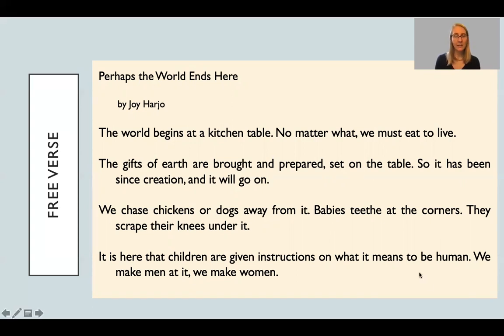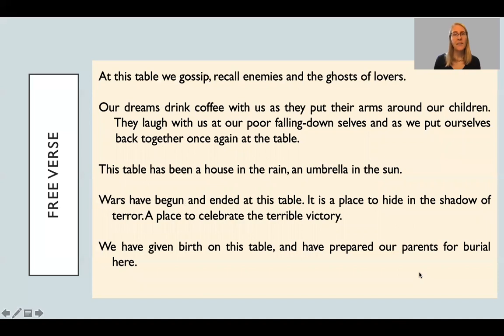We make men at it, we make women. At this table we gossip, recall enemies and the ghosts of lovers. Our dreams drink coffee with us as they put their arms around our children. They laugh with us at our poor falling down selves, and as we put ourselves back together once again at the table. This table has been a house in the rain, an umbrella in the sun.